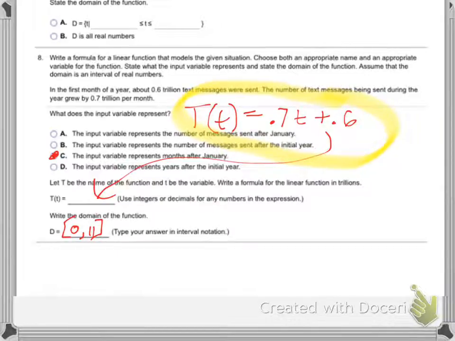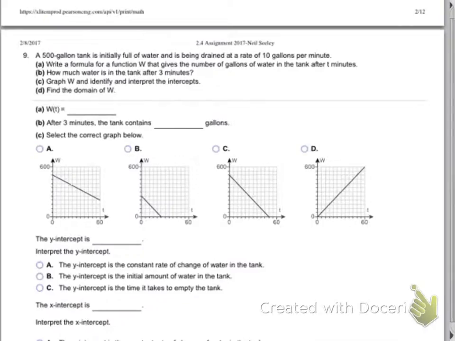To the next page, I'm going to pull up another problem. Here's a nice problem with just that. If a 500-gallon tank full of water drained at 10 gallons per minute, and you need a model W that gives you the amount of water in there. So just think, where's the rate? Oh, 10 gallons per time unit. And then what did it start with? 500. Done. So that's your formula for this.